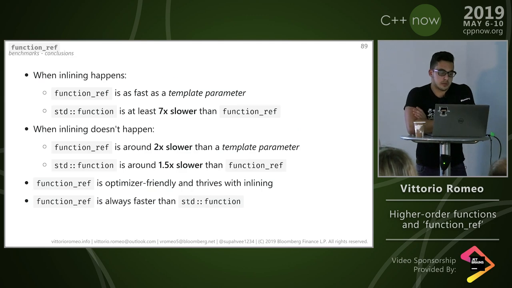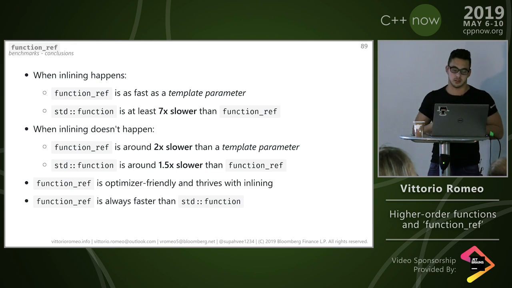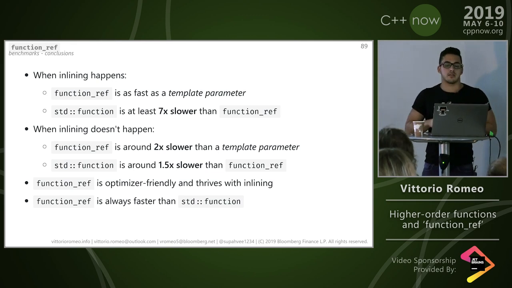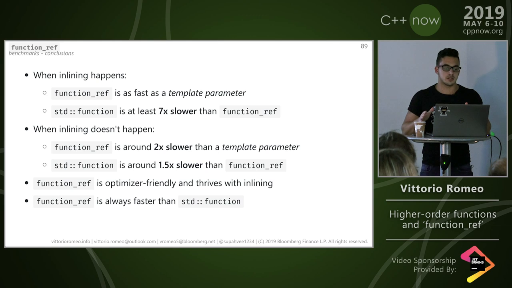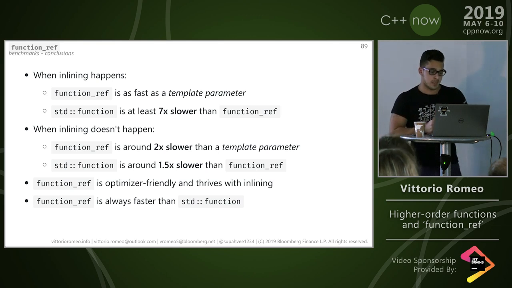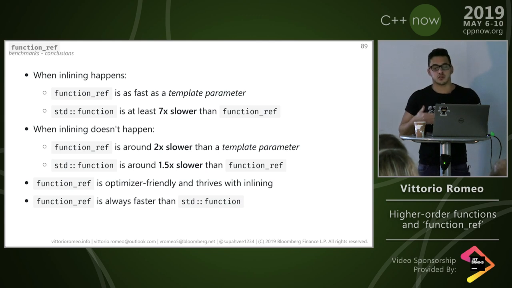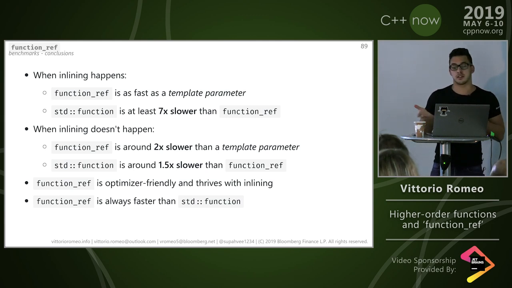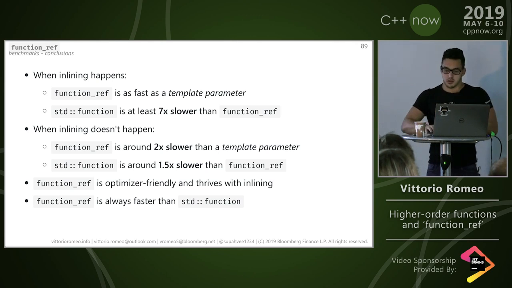So what conclusion can we draw from this? When you have inlining and all the best case scenario happens, function_ref is as fast as a template parameter, and std::function is at least 7 times slower than function_ref with inlining enabled in the situation where you always construct it. When inlining doesn't happen, then function_ref is around 2 times slower than template parameters, but still beats std::function as it is 1.5 times slower than function_ref. So function_ref is optimizer friendly, and in general it's always faster than std::function, and the ratio depends on whether or not you have inlining enabled.